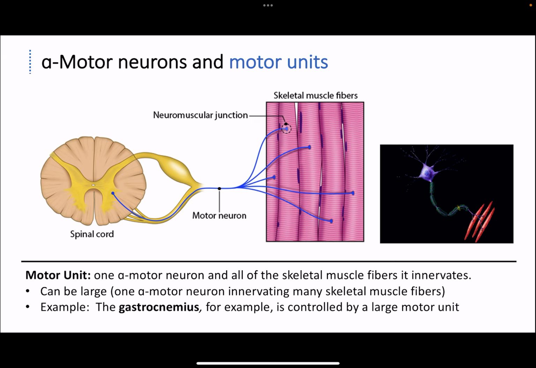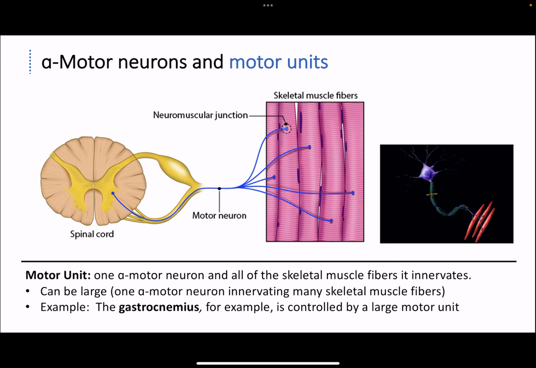Now, in the body, you have different size motor units, okay? You have large motor units, you have small motor units. What makes it large or small is the number of muscle fibers that are being innervated by that one neuron, right? So if you have a large motor unit, you have lots and lots of muscle fibers being innervated by a single motor neuron. If you have a small motor unit, you have very few muscle fibers being innervated by, again, a single motor neuron, okay?